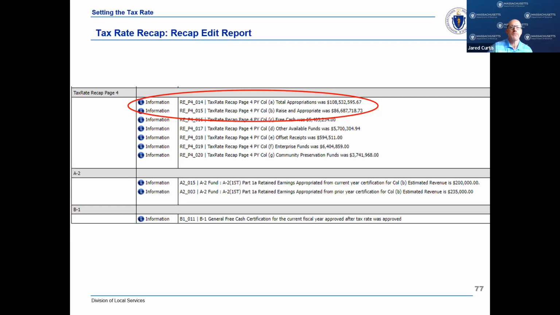It is important to check both figures against the current fiscal year page 4 amounts. Substantial variations from one year to the next could indicate that there is a reporting error on page 4 of the tax rate. During the Bureau of Accounts review, the community field advisor may ask you to double check that each of these figures are correct.